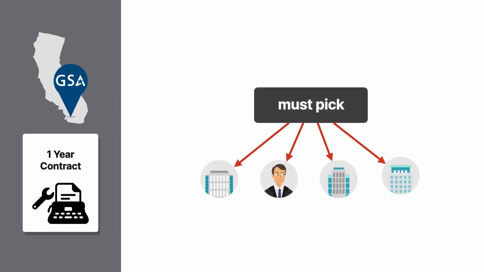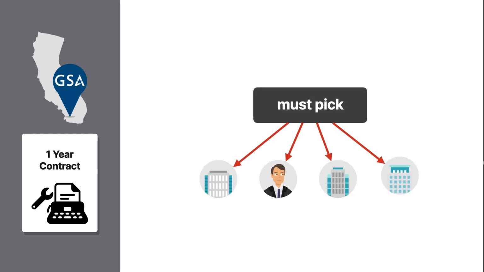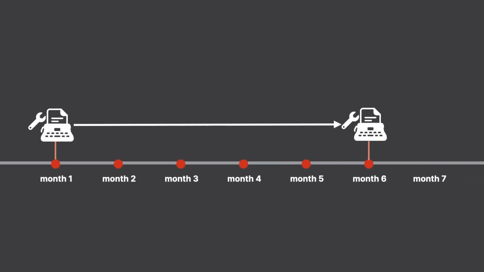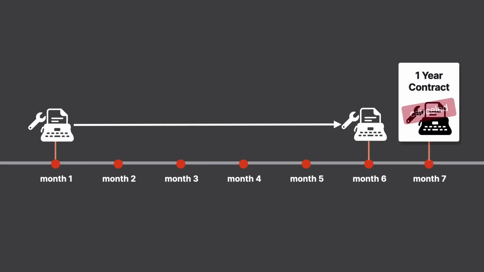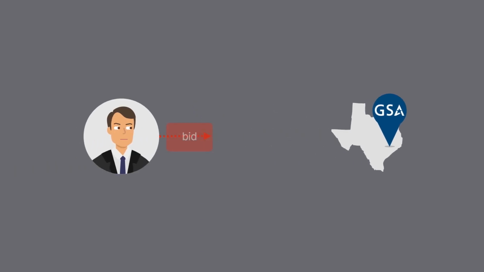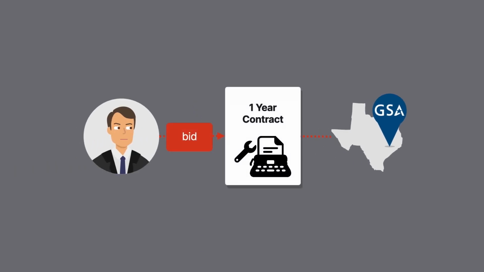During the one-year contract period, if a federal office in San Diego needed a typewriter repaired, it was required to select one of the 4 companies. For 7 months, Locke's company provided services under the contract. The government then terminated Locke's contract 5 months early, preventing him from getting any further government repair orders in San Diego. Locke bid on a similar typewriter repair contract in Texas.